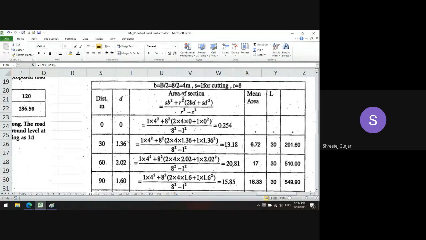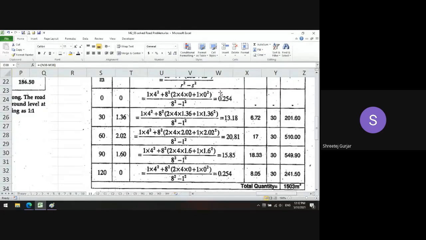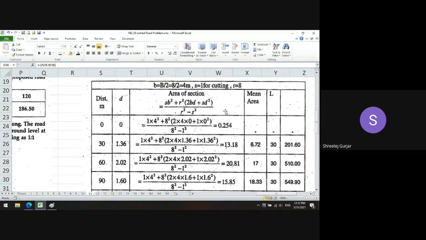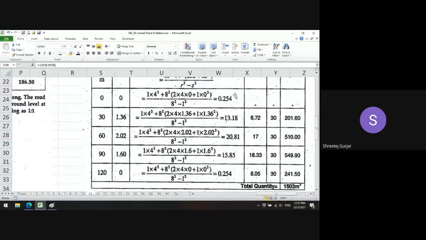So next, after you calculate each individual area, these are your individual areas: 0.254, 13.81, 20.81. These are individual areas, right? Capital A. So after that, calculate your mean area. Mean area is nothing but (A1 plus A2) by 2, then (A2 plus A3) by 2, that is 17. Then this plus this divided by 2, that is 18.